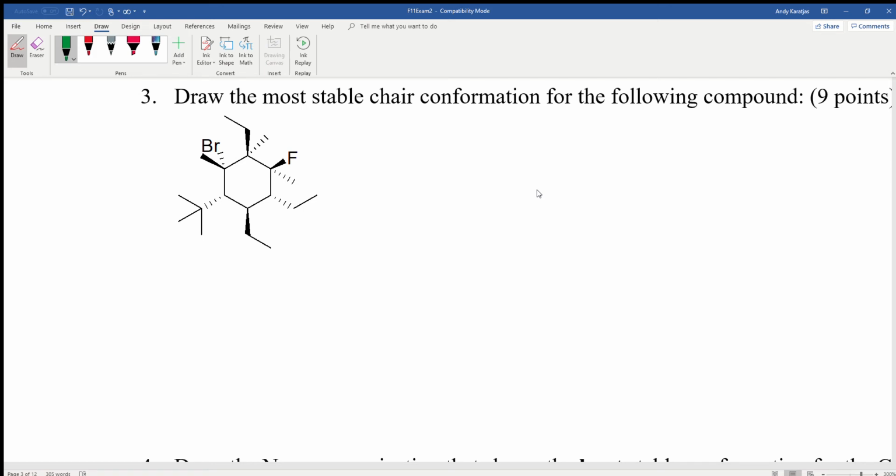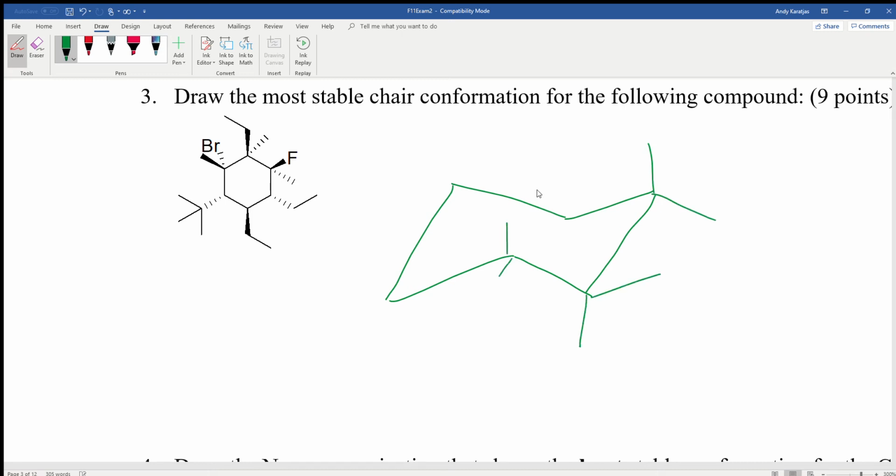Problem 3 requires us to draw a chair conformation for the molecule that's given, and specifically we're looking for the most stable chair conformation. So let's start by drawing our chair, and I'm going to draw in all of our substituents. Now, as we try to convert from our drawing over to our chair conformation, we need to figure out one of two things.